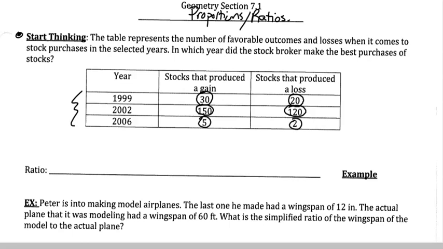Now, if I went over and talked to a person who didn't understand math and showed them this and said, what was the best year? Let's say I went to my little 5-year-old who's at the Montessori school and said, hey, when did the person do best? He would look at this and go, whoa, 150 is a big number. What he's not realizing is, yes, he had a lot of really good stocks that he picked, a lot of ones that had a gain, but he actually had a lot of ones that had a loss as well. So, if you were looking at this, try to think, how could you interpret this to figure out what was the best year?